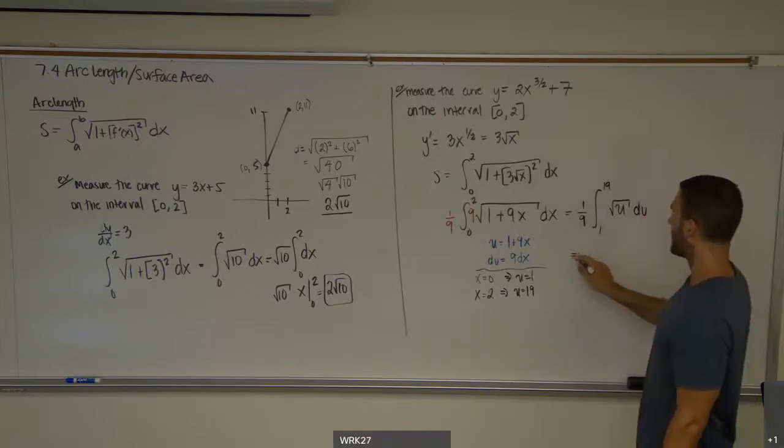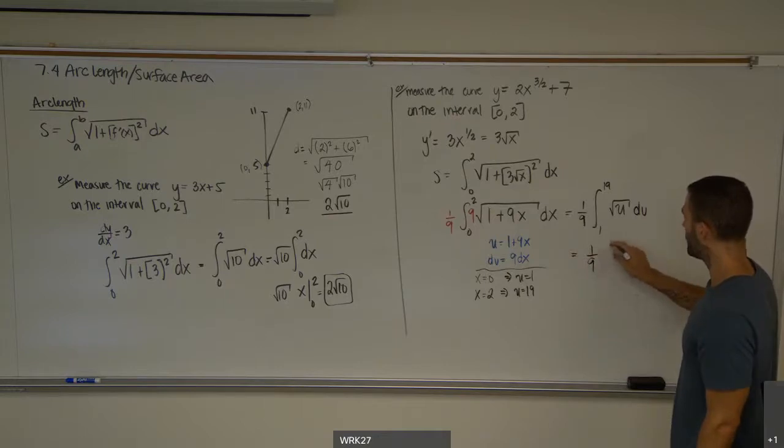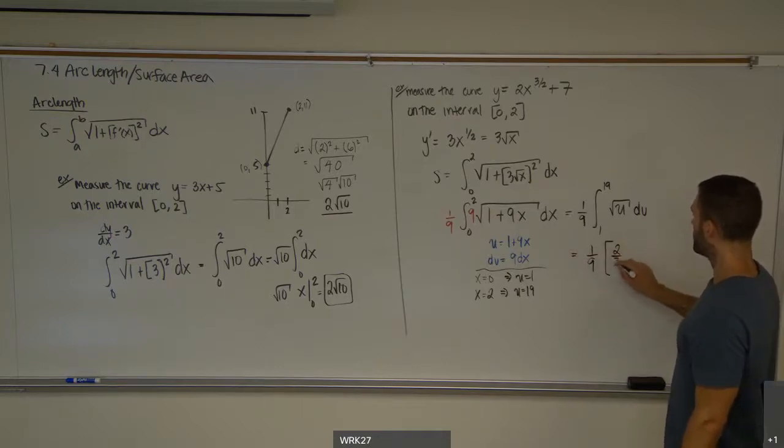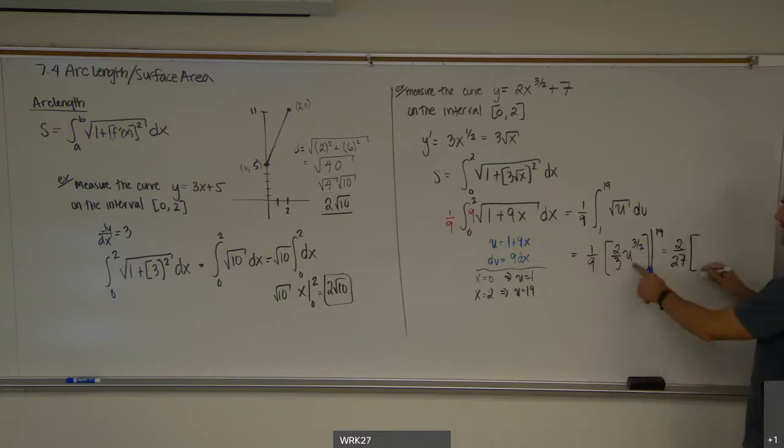And so now I will use my power rule that I know from calculus to get an antiderivative. So that's 2/3 u to the 3/2, evaluated from 1 to 19. So I take my antiderivative, I plug in my bounds. Let's go ahead and pull the 2/3 out, so that's 2 over 27. And then plugging in 19 here, we have 19 to the 3/2 minus 1 to the 3/2.